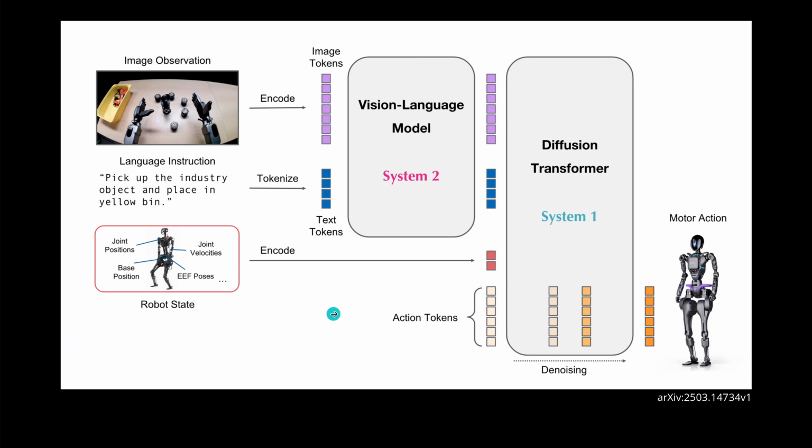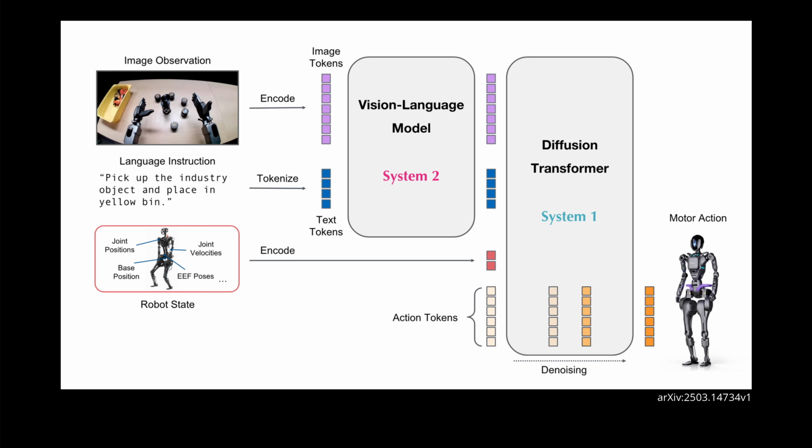And yes, this is from the original paper from Nvidia. It is easy. Have a look at this. You have an image from your sensors as a robot. Then you get a language instruction from me and I tell you, hey, pick up the industry object and place it in the yellow bin. So what do we do?